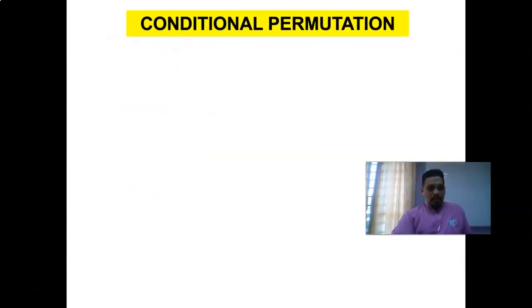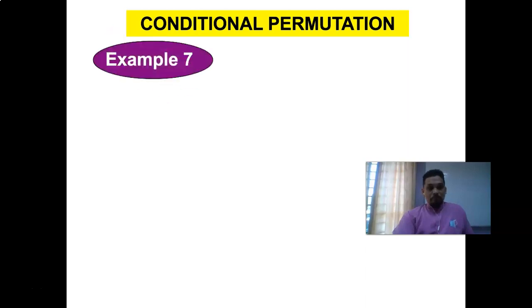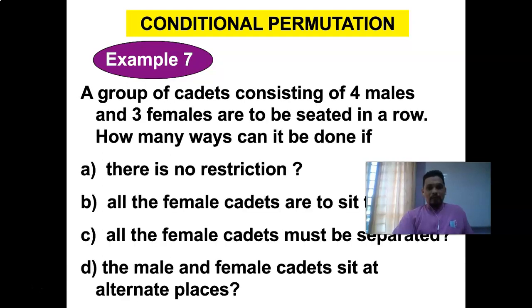Okay, conditional permutation. Example 7. A group of cadets consisting of 4 males and 3 females are seated in a row. How many ways can this be done if there is no restriction? Okay, you can read all the questions then.